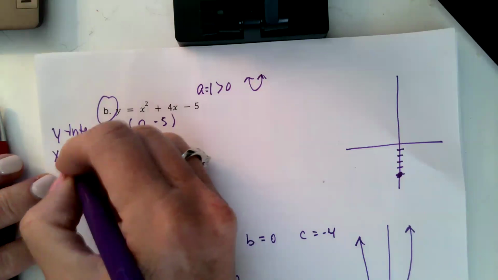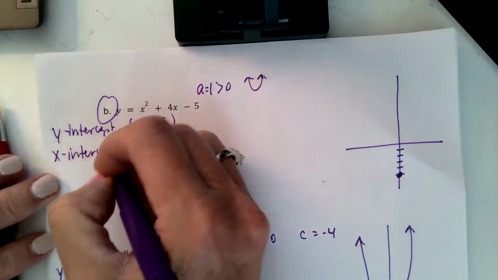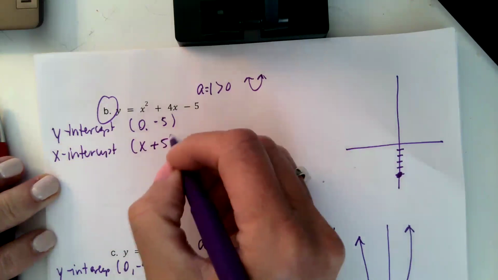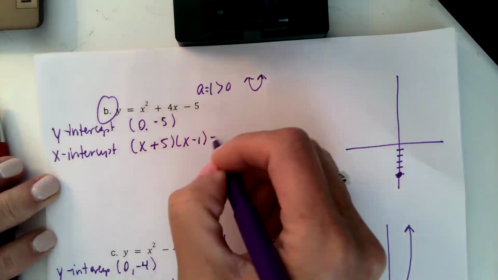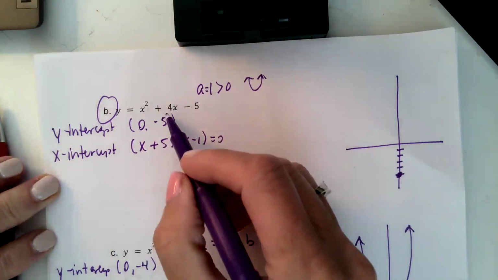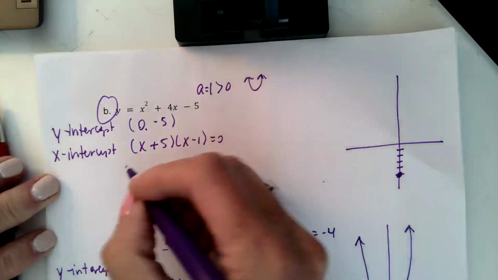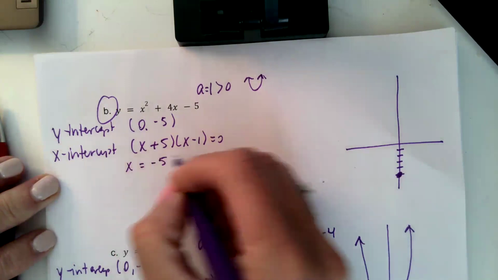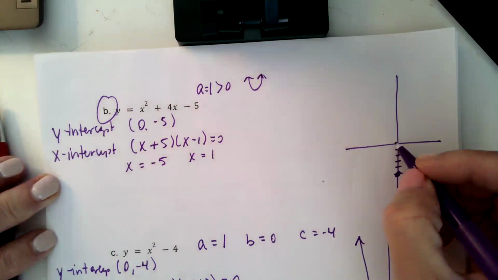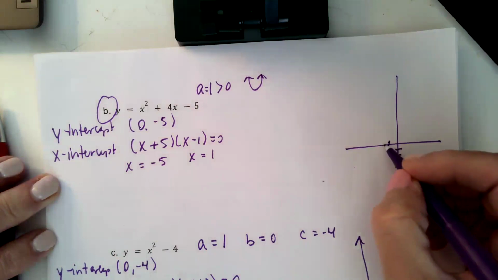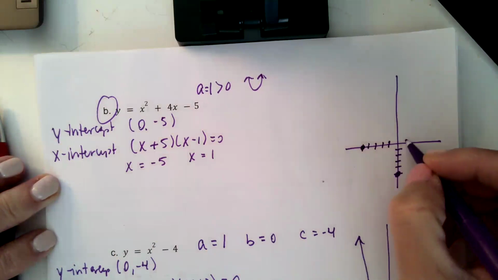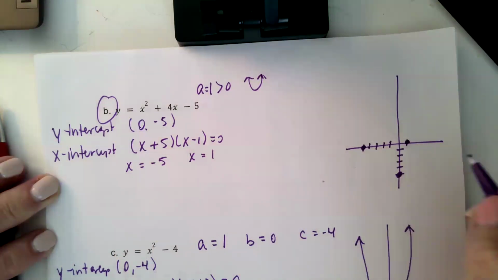And then the x-intercepts, I'm hoping I can factor. I can factor into (x + 5)(x - 1), with numbers that add to make +4 and multiply to make -5. So we have one x-intercept at x equals -5 and one at x equals 1. So 1, 2, 3, 4, 5, so here's -5 and then here's 1.